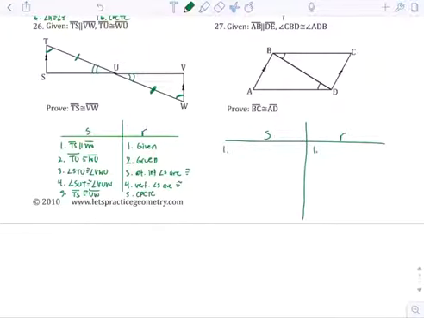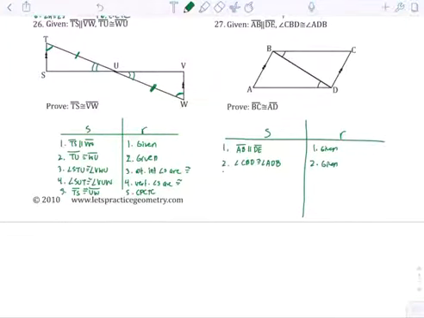And our last one, AB is parallel to DE. That's given. Angle CBD is congruent to angle ADB. That's also given. They marked it down for us, so let's see what we can use from knowing that it's parallel. Well, we know these two lines are parallel, so that means this angle is congruent to this one by alternate interior angles congruent. So angle ABD is congruent to angle CDB. Alternate interior angles are congruent.